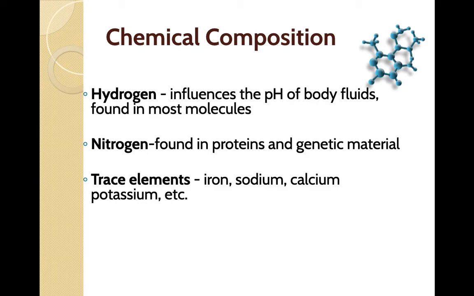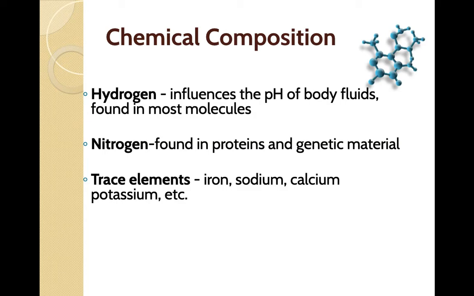Nitrogen, this is in all your genetic material. Remember, there's nitrogen bases from biology, that A, T, C, and G. Those all have nitrogen. And then also other trace elements like iron, sodium, calcium, potassium are in your body. Iron we use in hemoglobin, which is what allows you to carry oxygen. Sodium, potassium, calcium are used in every nerve signal you send. So without them, you can't send nerve signals.